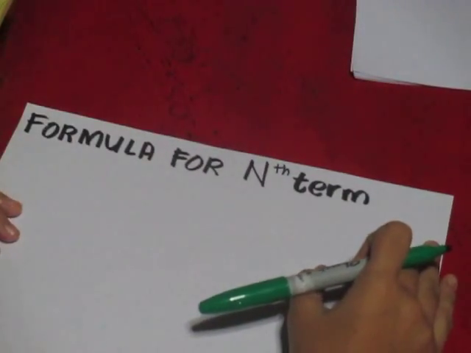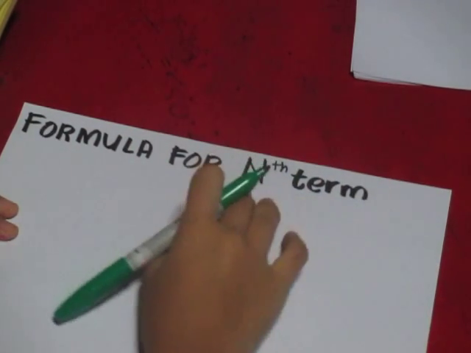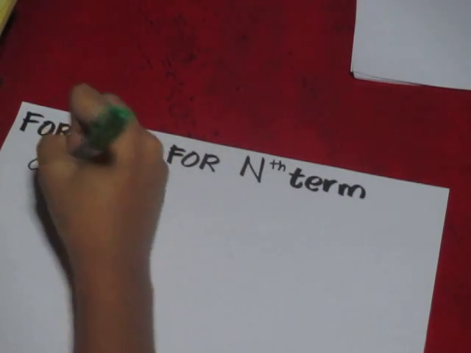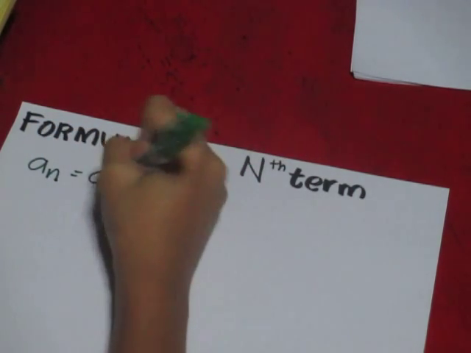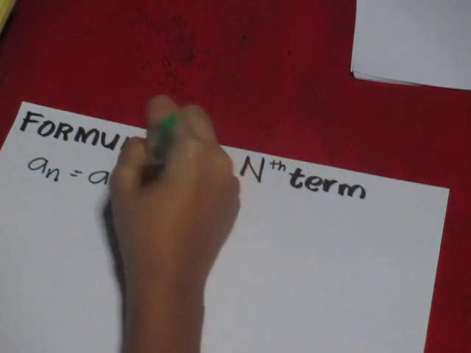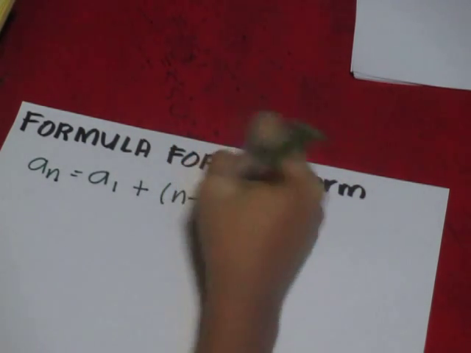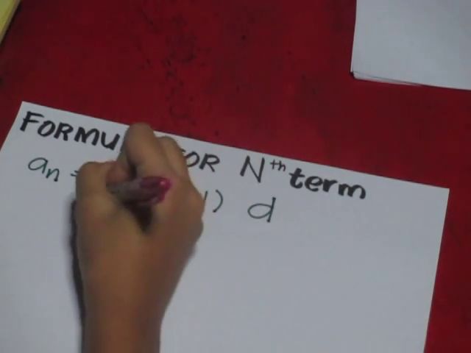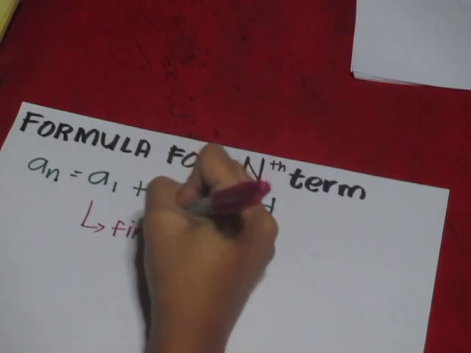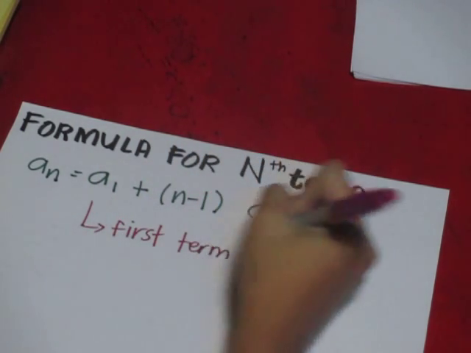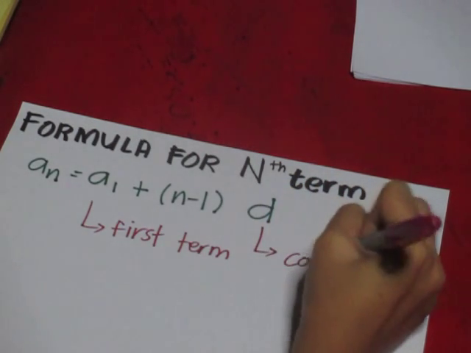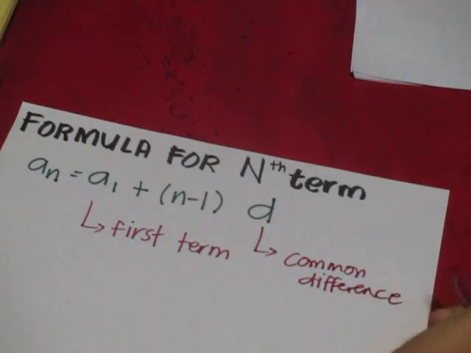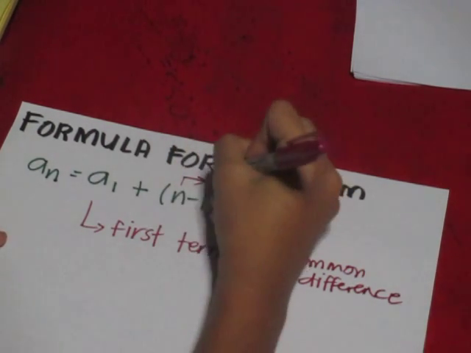Next, we're going to talk about the formula for the nth term. So we have this formula: a sub n is equal to a sub 1 plus n minus 1 times d. So once again, a sub 1 is our first term, d is our common difference, and n is the number of terms.